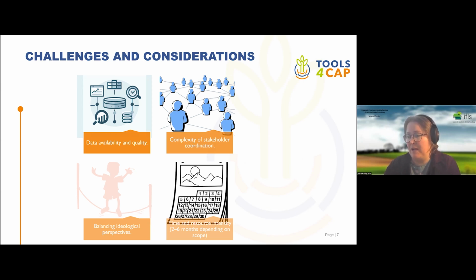Here we come also to the question of balancing ideological perspectives. So it's less a question of designing the IOI matrix, but rather finding someone to facilitate the process. And here we can make use of the other participatory communication tools that we have prepared. And then, of course, we have to consider the time and resource intensity. We estimate 2 to 6 months, depending on the scope of the exercise. So, of course, the design process is always tight. So the question is, do we have enough time to apply this?